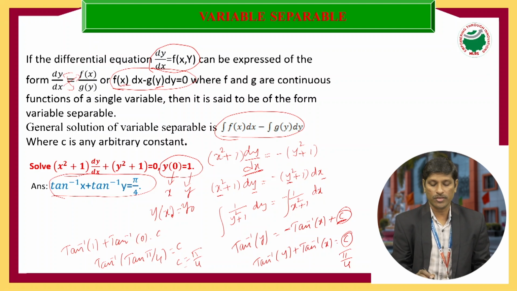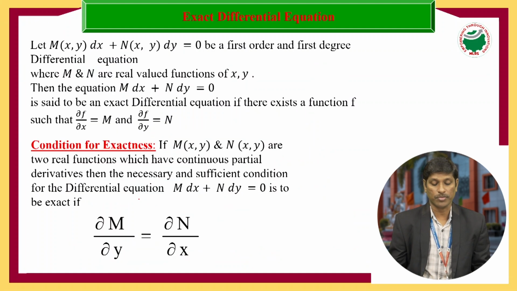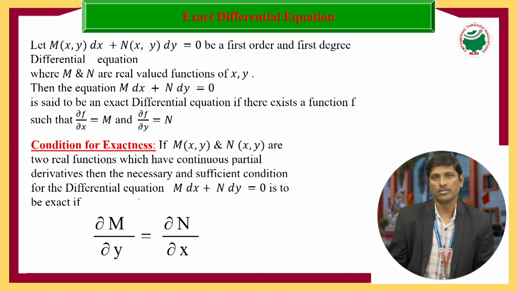And next, of course, by using this condition, this we call a particular solution. Why is it a particular solution? Because in place of C we are putting pi by 4. So this is the particular solution. So this is about variable separable. And now coming to exact.